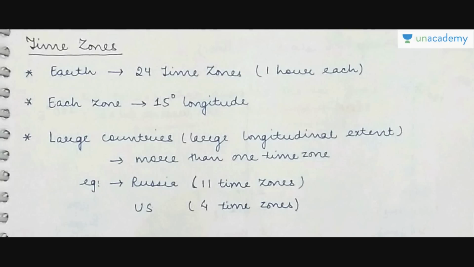So, how is the time zone divided? The earth is divided into 24 time zones of 1 hour each. So, 1 hour each means 15 degrees each, 15 degrees longitude each.